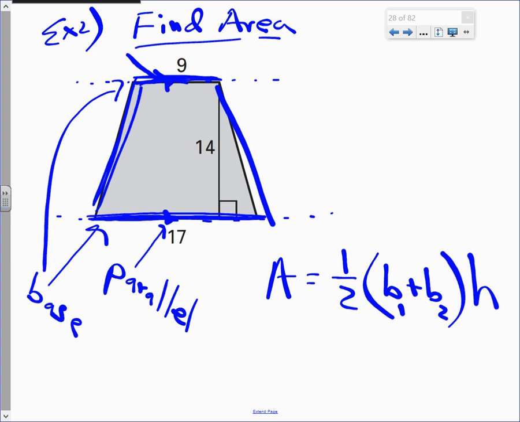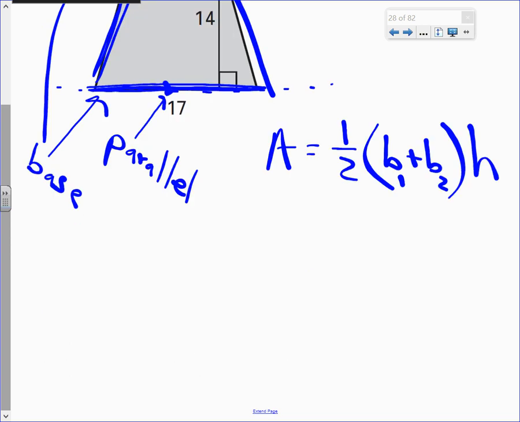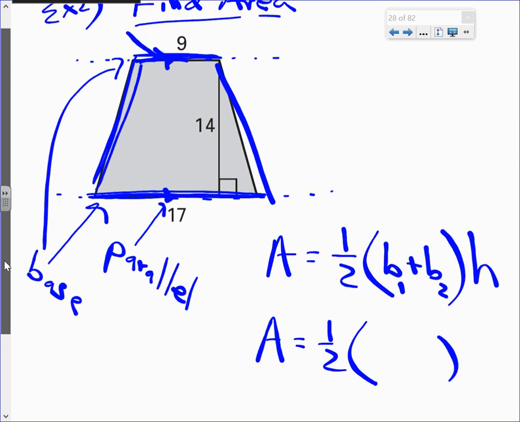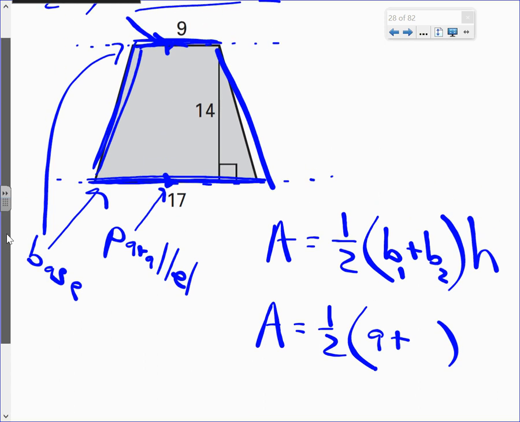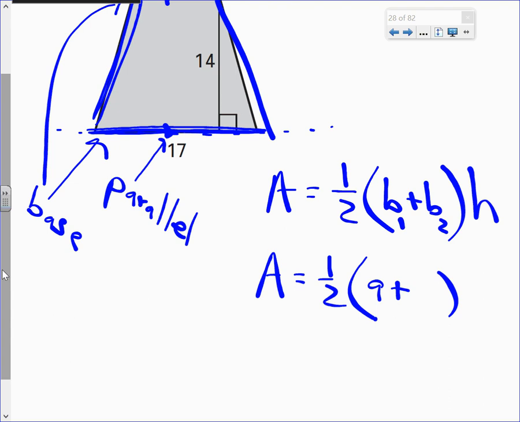So let's see how much two-dimensional space this trapezoid takes up. Start plugging and chugging. Area is going to be 1/2. Yanez, can you give me one base here? Nice. Pinello, can you give me the other base? Acevedo, can you give me the other base? That's one base. What's the other one? 17. Nice. So notice both bases go in the parentheses, B sub 1, B sub 2.